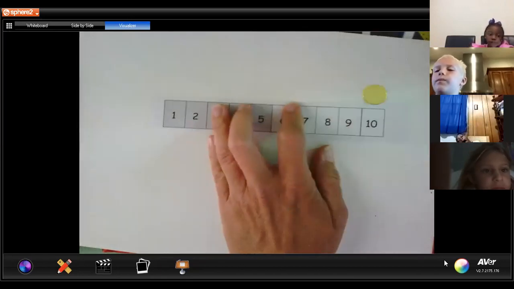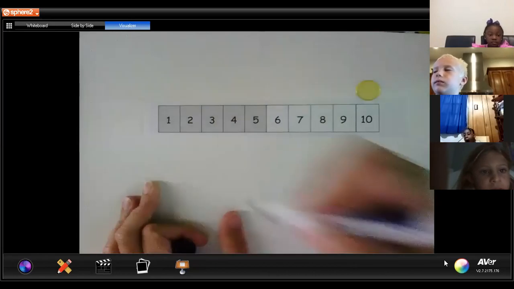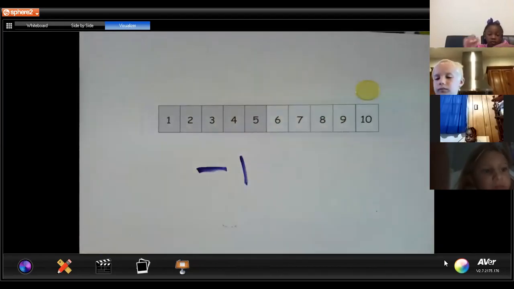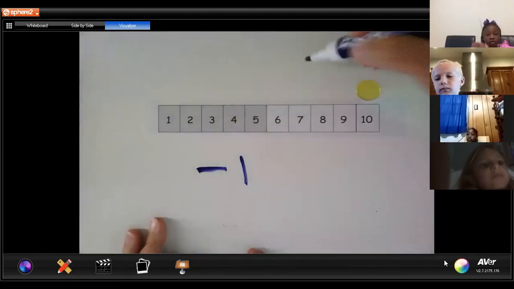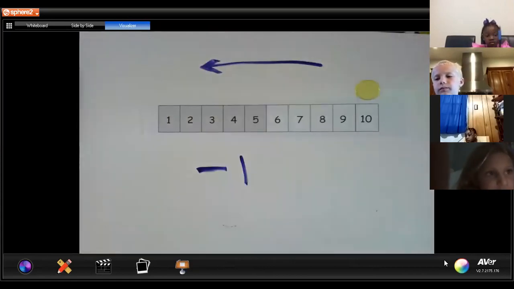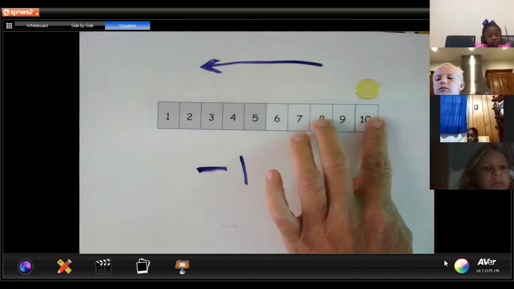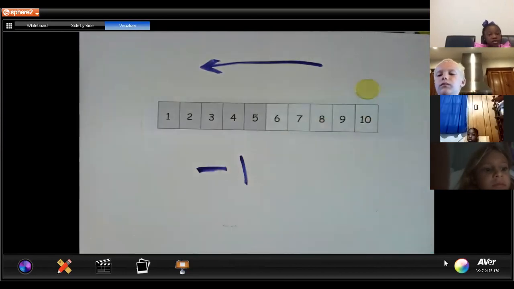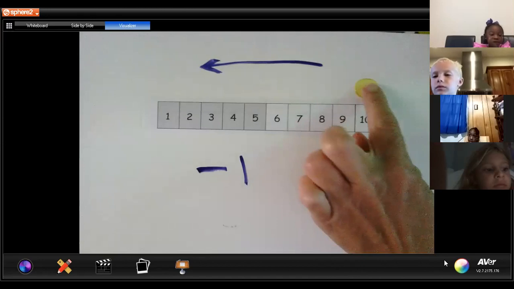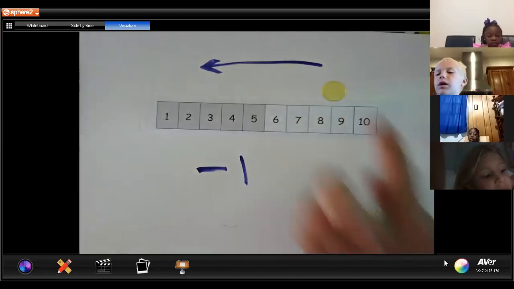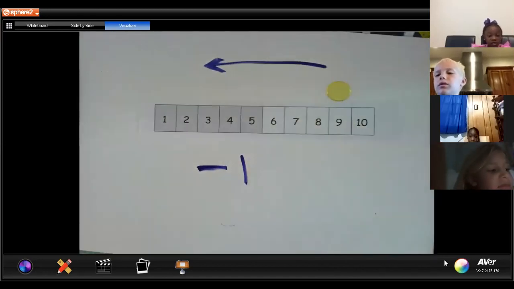But what if I'm on 10 and I want to take away 1? I'm going to go this direction and my number's going to get smaller. Good. I see Lucy shaking her head. She knows. Okay. Say 10. What is 1 less than 10? 9. What is 1 less than 9? 8. What is 1 less than 8?